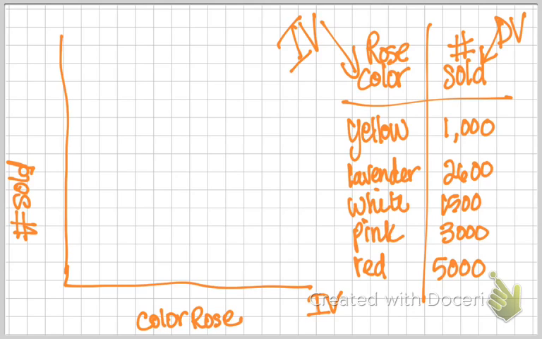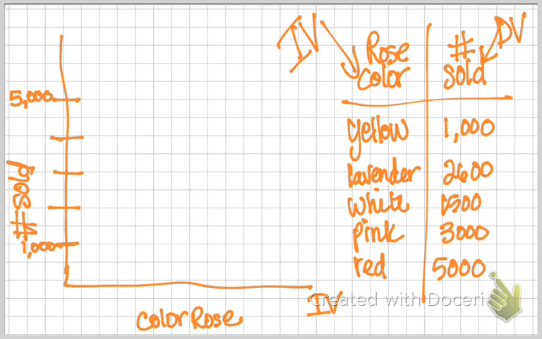And look at our numbers here. We got 1,000, 2,600, 1,500, 3,000, 5,000. So am I just going to put those numbers on my scale? No. I want to have the lowest number being 1,000 and the highest number being 5,000. So let's say that this is 1,000 and 2,000, 3,000, 4,000, 5,000. And that should be pretty easy, right? To fit them all in. You don't want to have things all jammed together.